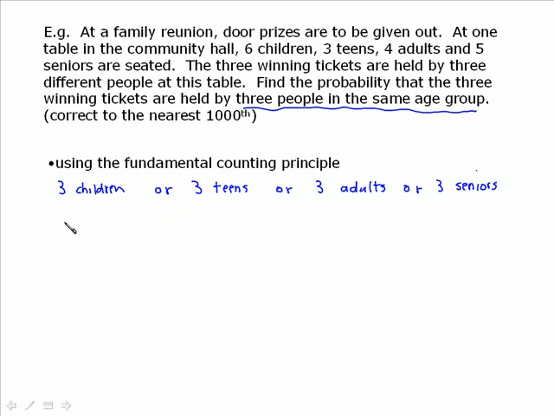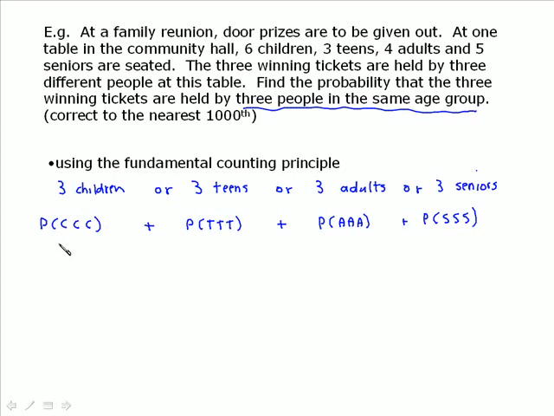And to get the 3 children, this would mean we'd be dealing with the probability of getting a child on the first, a child on the second, child on the third, plus, then for teens would be the probability of a teen on the first, teen on the second, teen on the third. Again, feel free to shut me down at any point and do it on your own. 3 adults would be adult, adult, adult. And 3 seniors would be probability of senior, senior, senior. And then you just work your way through this one.